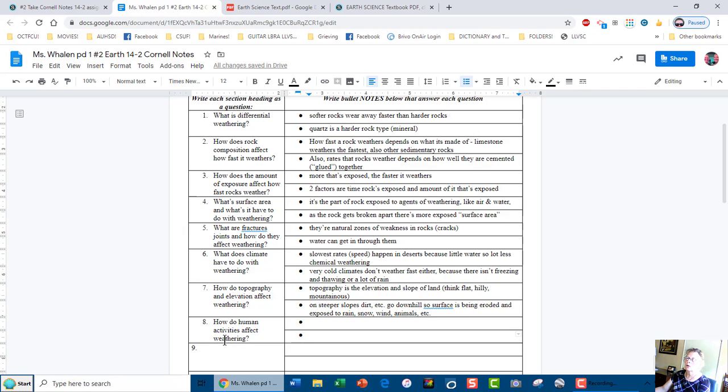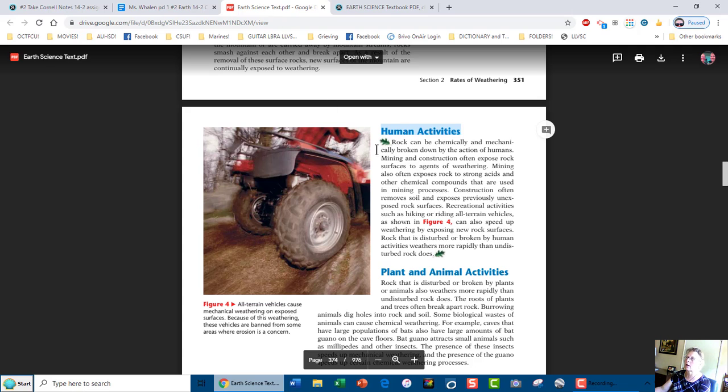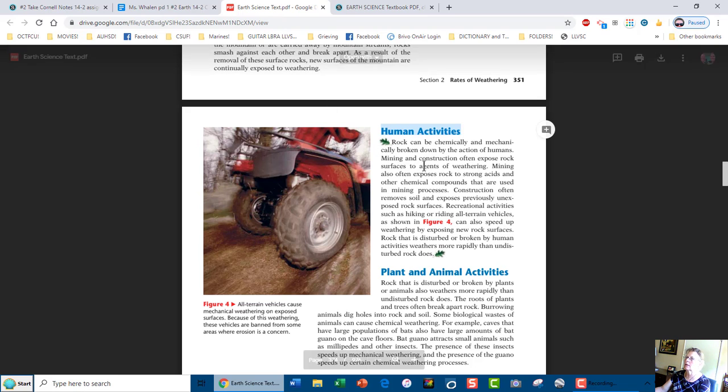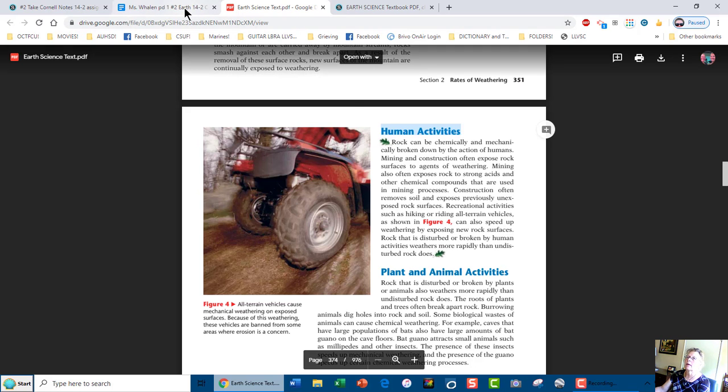So how do human activities affect weathering? And then I'm reading a little bit in the book. It's talking about mining and construction, exposed rock. And the reason that it causes faster erosion or weathering is because it's not exposed just by wind or air. It's exposed because of what people are doing there. Okay, so let's write that down.